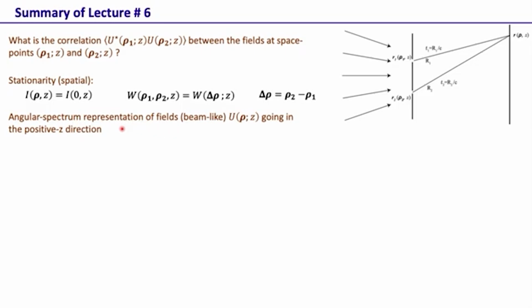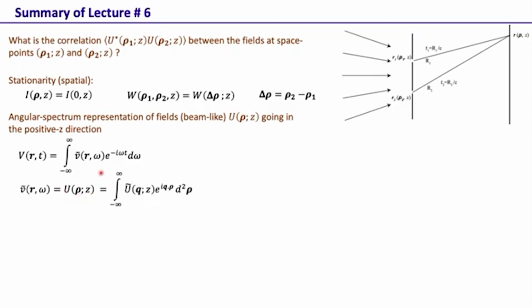This is very similar to what we did in the time domain when we looked at the frequency domain representation of a time domain signal. But when we are discussing the angular spectrum representation, it is just a little different. In the time domain, we have the signal V(r,t), we just take its Fourier transform, and this V tilde (r, omega) is the frequency domain signal. In fact, for studying this spatial correlation, we'll only be studying this quantity V tilde (r, omega), which we actually call U(rho, z). Since this is at a single frequency, we don't show the frequency, we just call it U(rho, z).